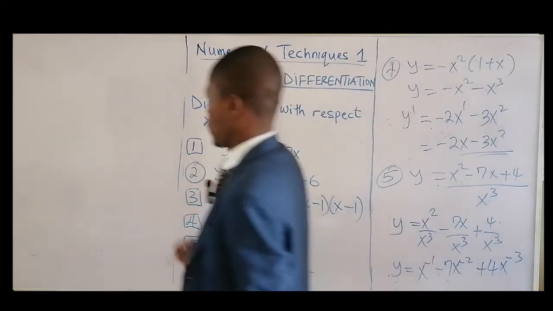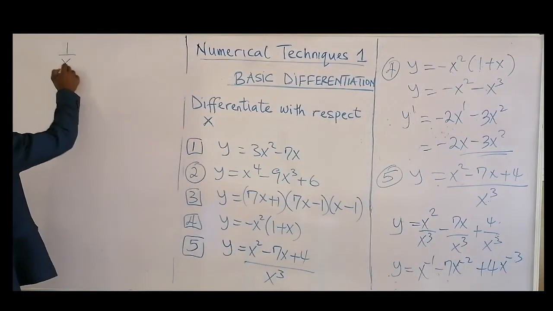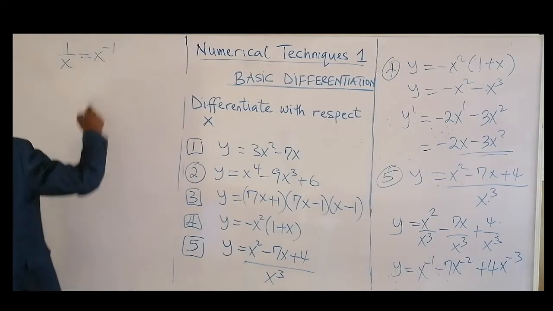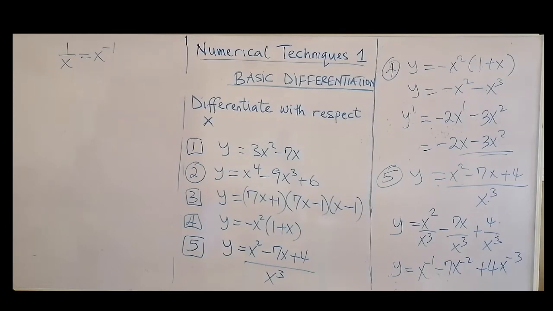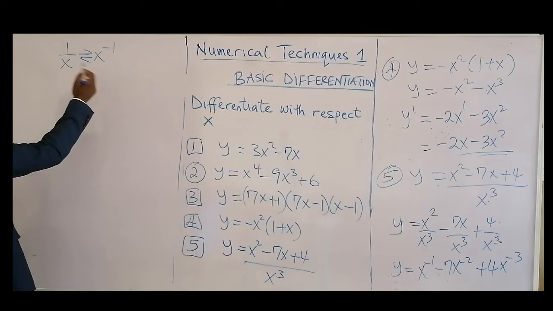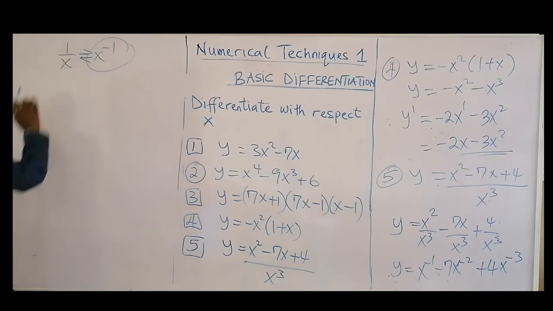Don't forget, 1 over x is the same as x to the power minus 1. Okay, and it's vice versa. It's reversible. If you have something like this also, you can turn it this way. Okay, so let's do the dy/dx for the final question.